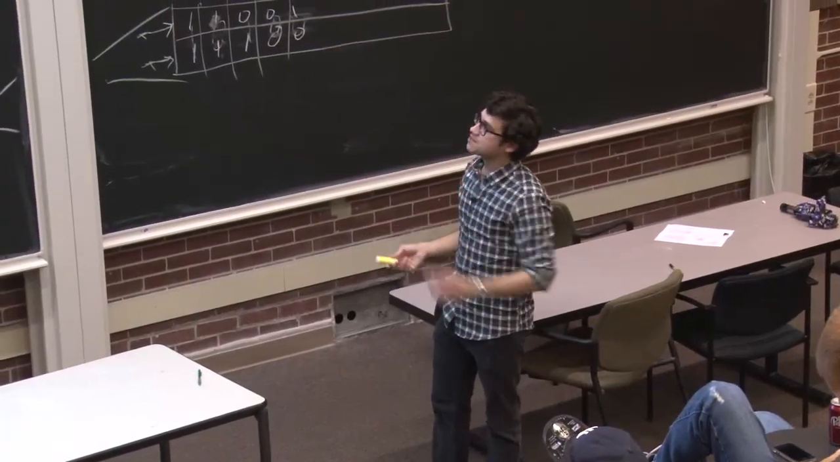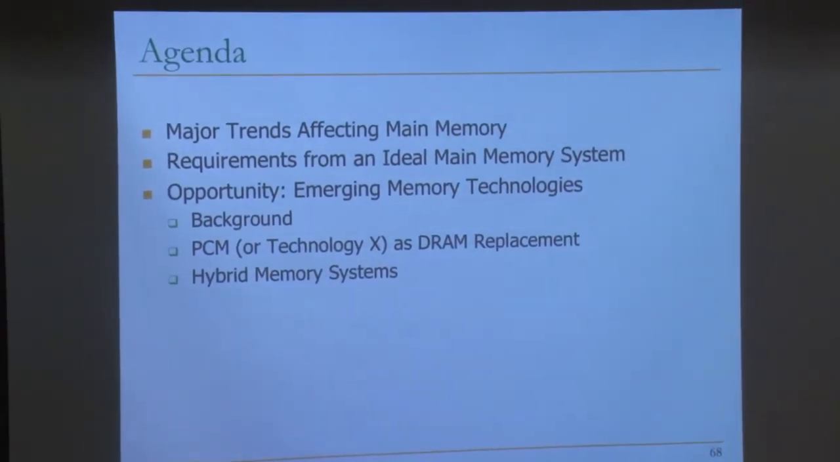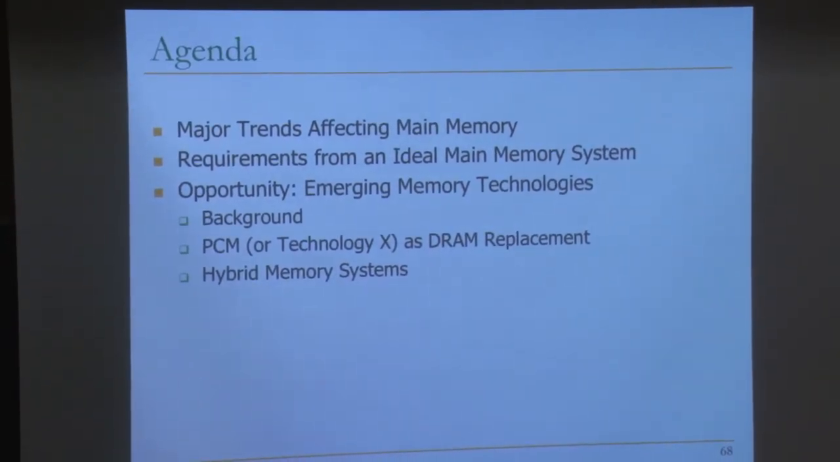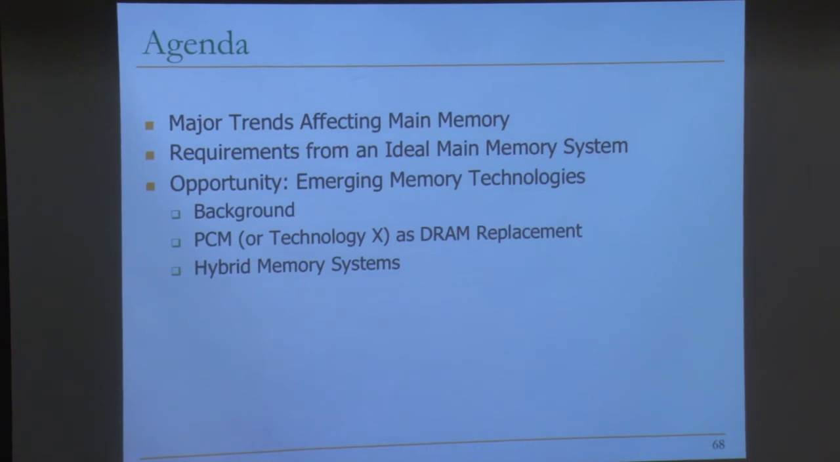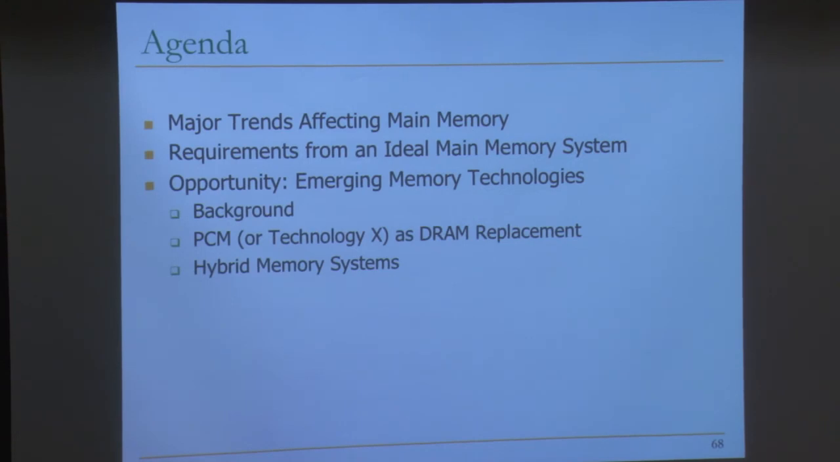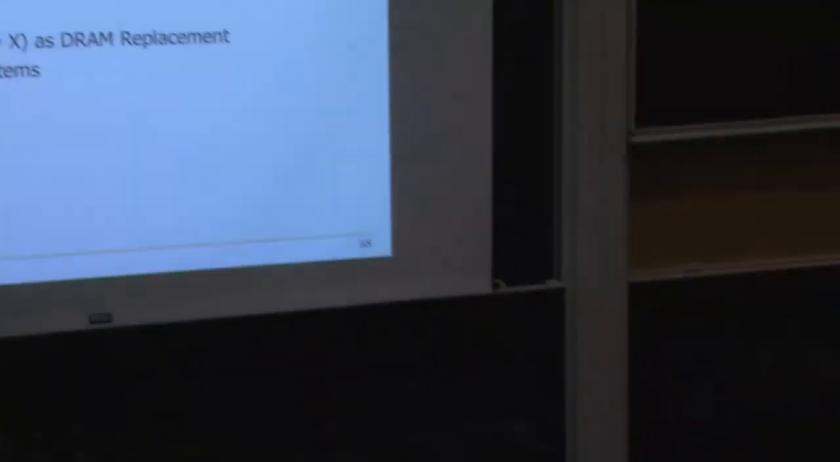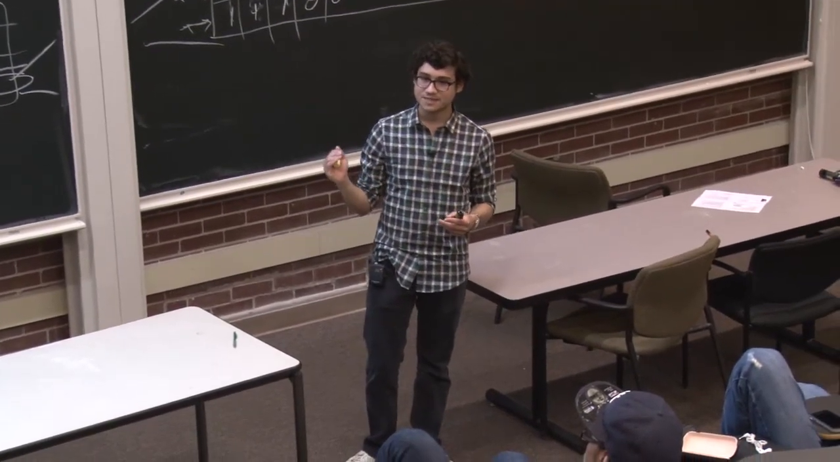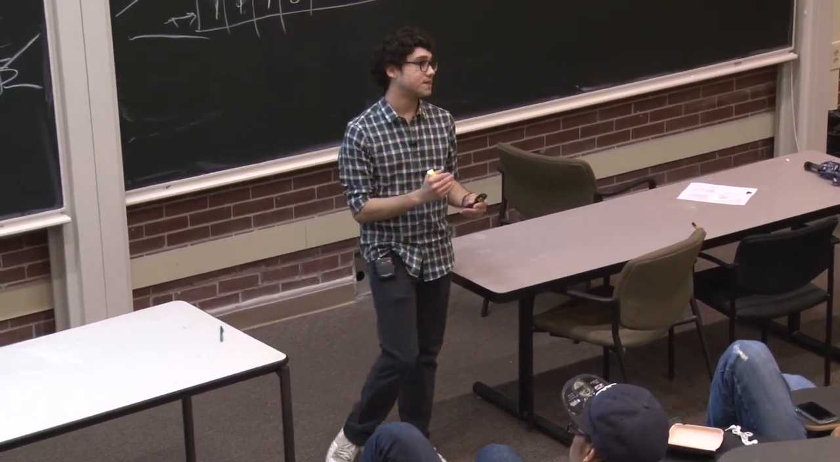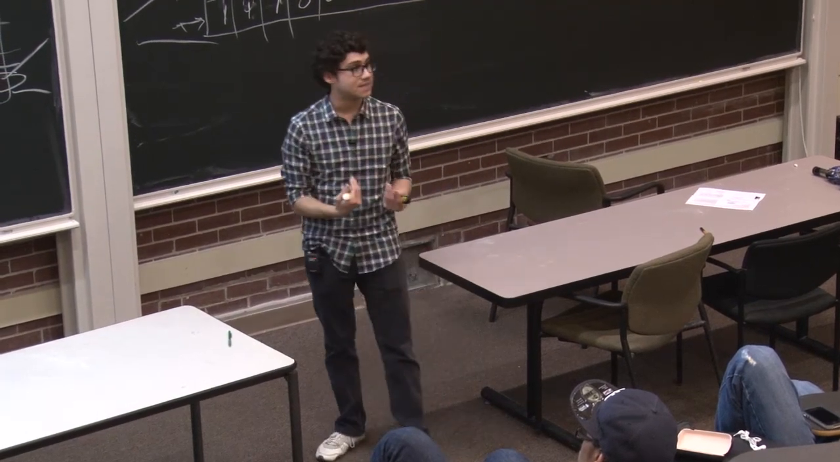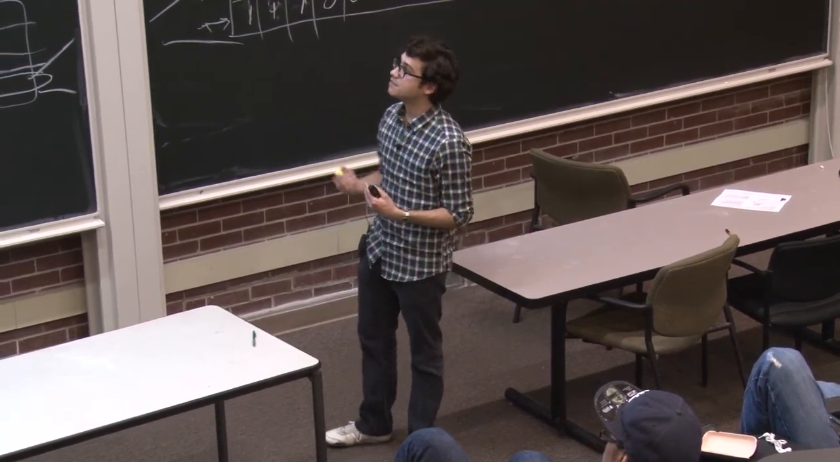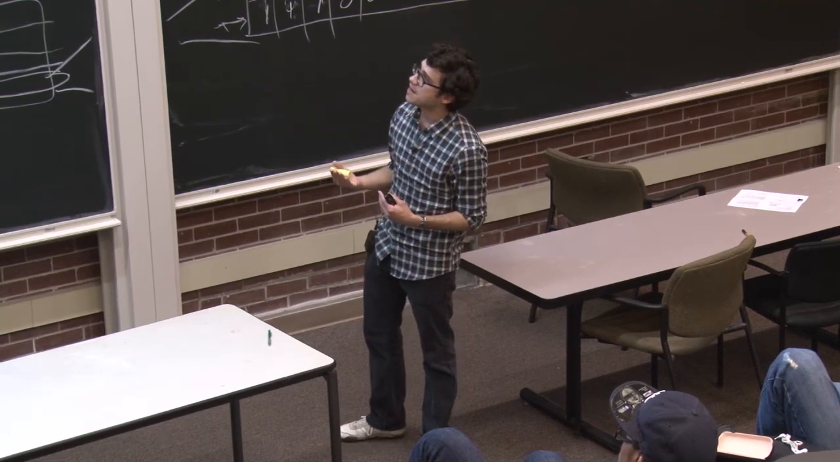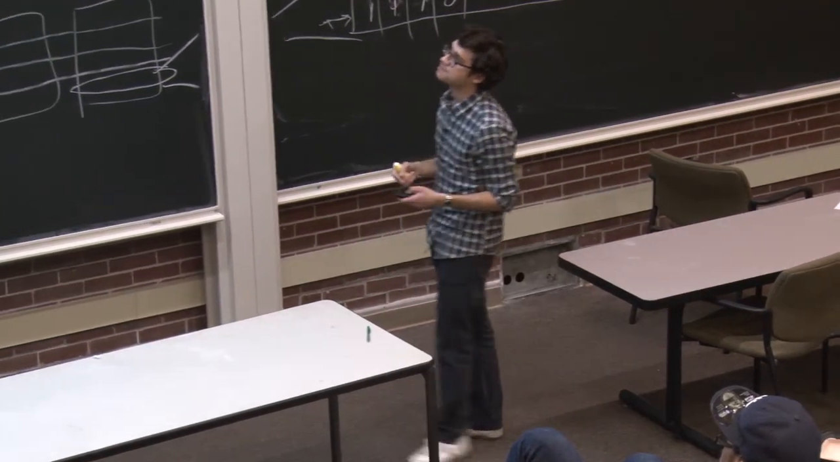OK, so we talked about some major trends affecting main memory. I hope I've convinced you that main memory scaling is going to become a bottleneck, if not already, and that we need to take some initiative to prevent that from happening. We talked about some of the requirements for an ideal main memory system, and then we dove into how we can exploit these new technologies to get closer to that ideal. And we looked at a few concrete examples of how we mitigated some of their downsides to make them more like that ideal memory system. We went over some background and looked at two specific techniques.